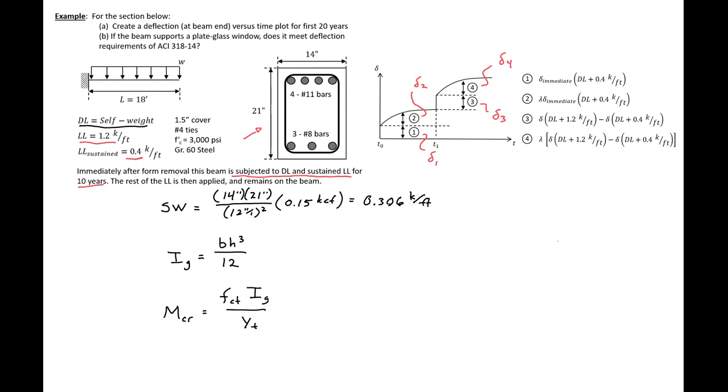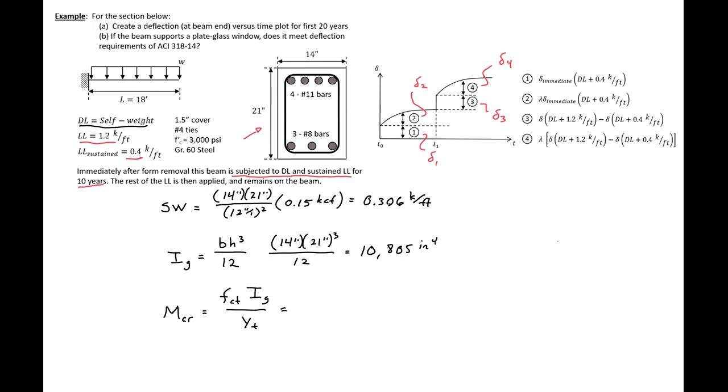We'll next calculate our I gross. So our I gross will be 14 inches times 21 inches to the third divided by 12, which will give us an I gross of 10,805 inches to the fourth.